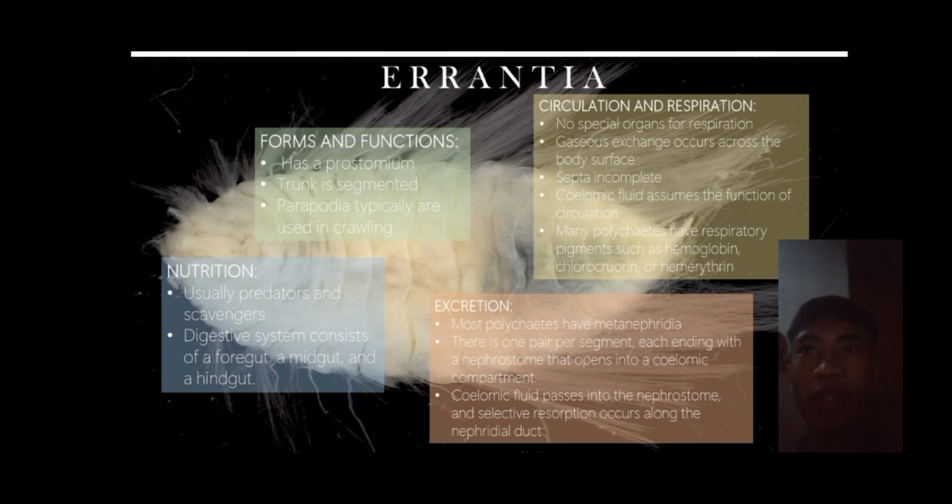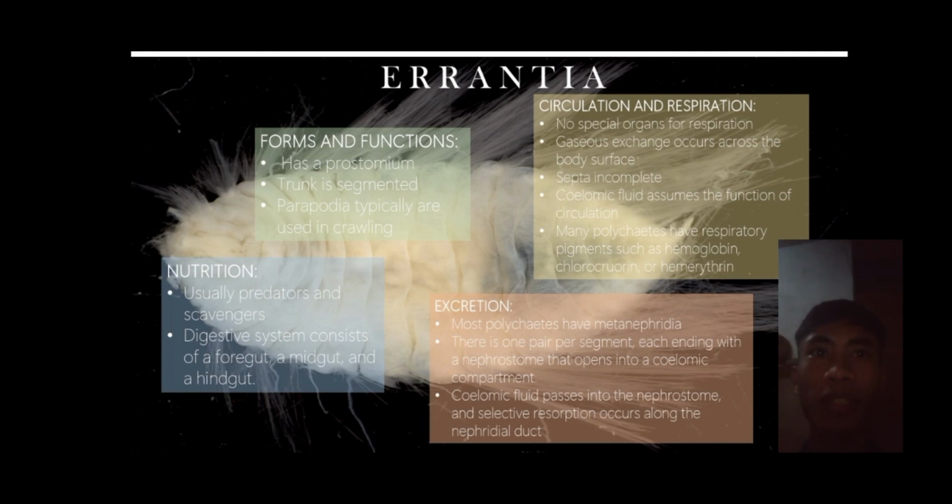For the circulation and respiration, they have no special organs for respiration. In many polychaetes, the exchange of gases takes place via the epidermis, and special respiratory organs are absent. In some errant polychaetes and most sedentary forms, however, the respiration is effected by gills or branchiae, and also the septa are incomplete. The coelomic fluid assumes the function of circulation. Many polychaetes have respiratory pigments such as hemoglobin, chlorocruorin, or hemerythrin.